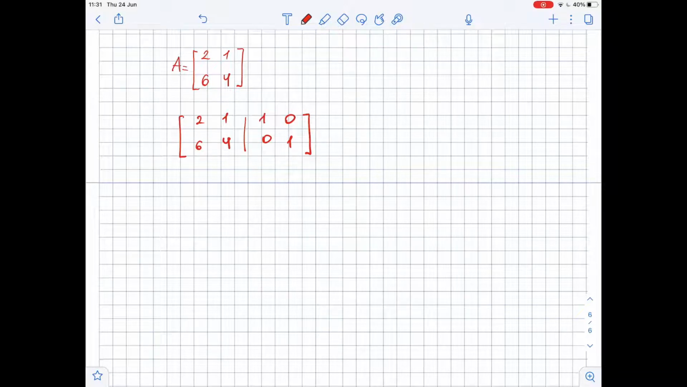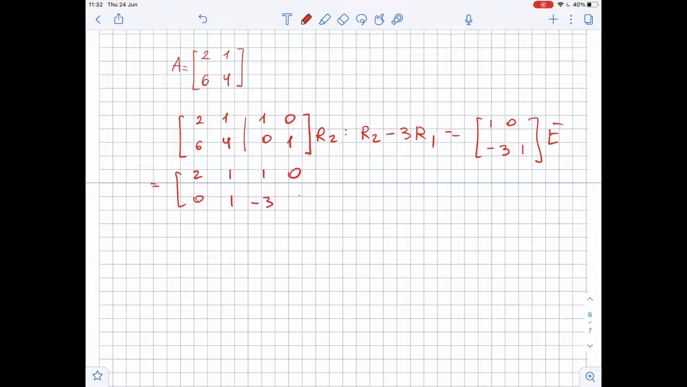So first, we substitute row 2 by row 2 minus 3 times row 1. So we get 1 0 negative 3 1 times, this is elementary matrix 1, and this equals 2 1 1 0 0 1 negative 3 1.